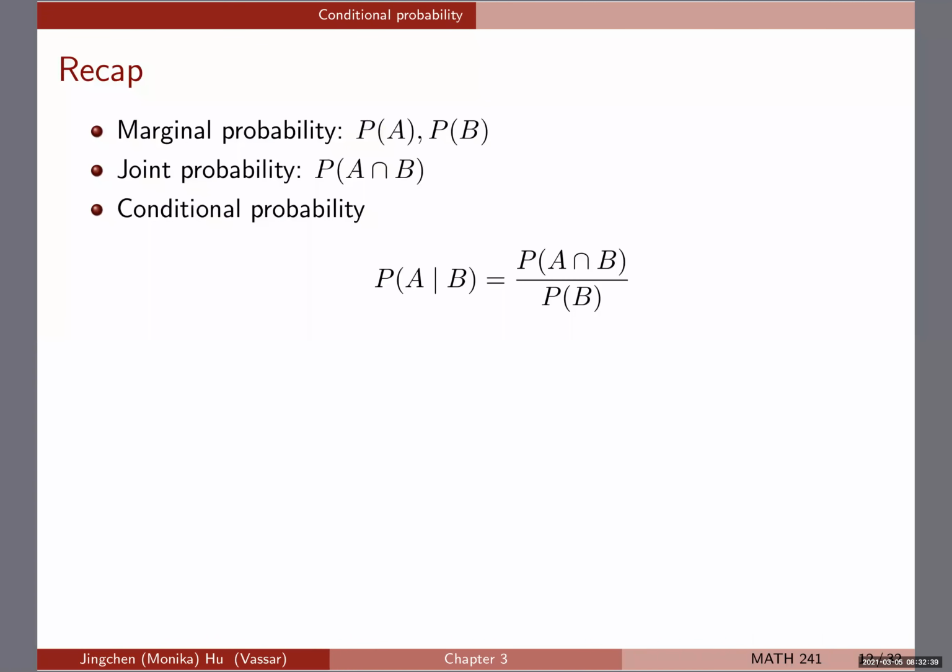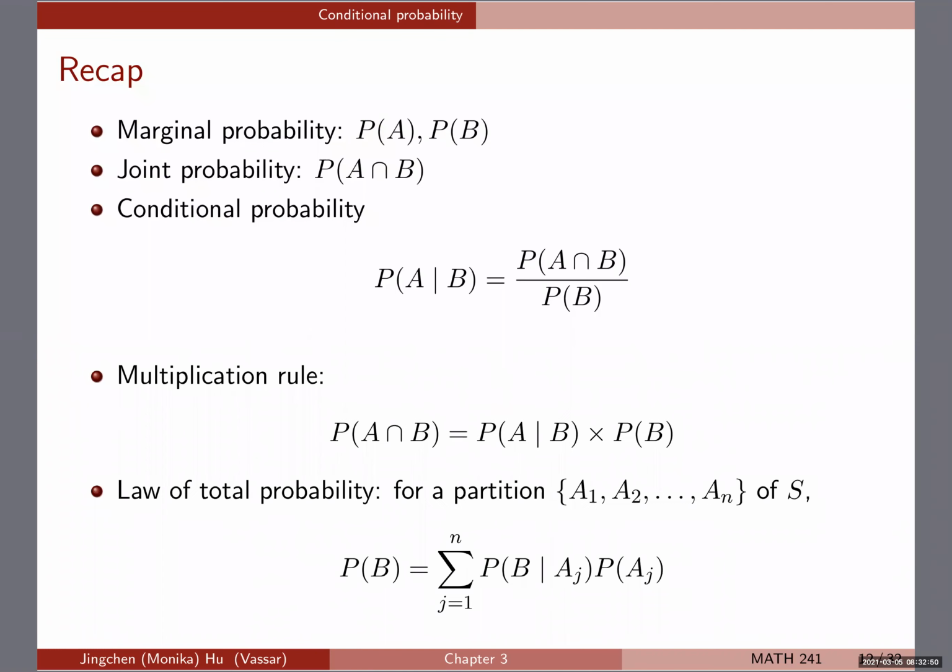To recap, we defined marginal probability, joint probability, and then of course the conditional probability, where P(B) needs to be greater than 0. The multiplication rule told us that from the conditional probability and the marginal, we're able to get the joint of A and B, or A intersect B. And lastly, to generalize to some degree, we're able to produce the law of total probability for a partition, that we're able to get the marginal of B as the sum of the joint of B and all of the partition elements Aj.